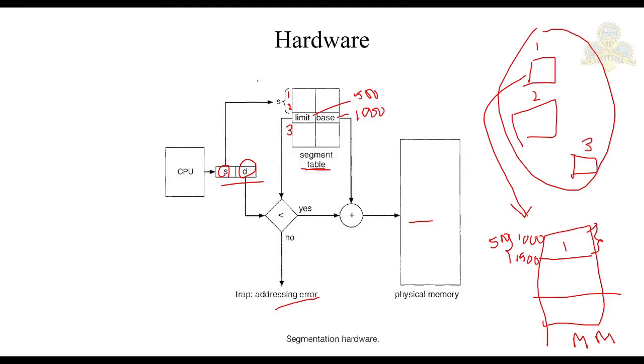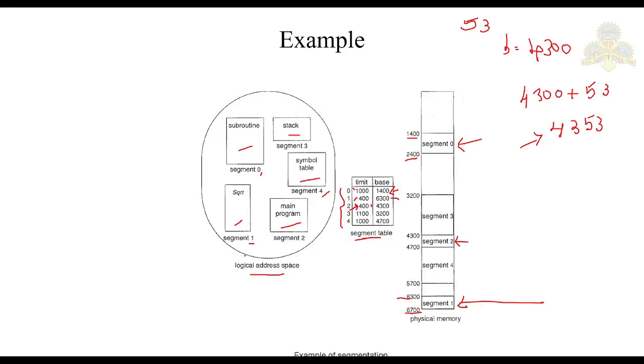So the segment number was 2. I'll explain once again. Segment number was 2, and now say the displacement is 53. This 53 is first checked with the limit we got as 400. If this is true, then it is added with the base. In our case it was 4300. Then at location 4353 your CPU starts executing the instruction. If not, then what will happen? An addressing error or a trap will occur. I'll give you an example for that.